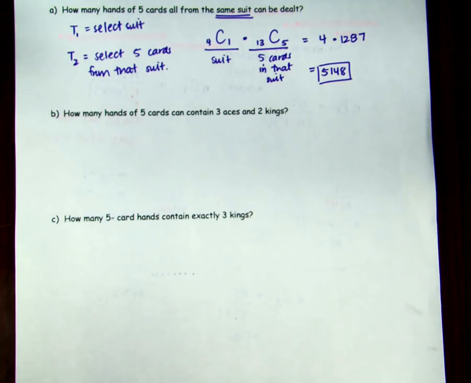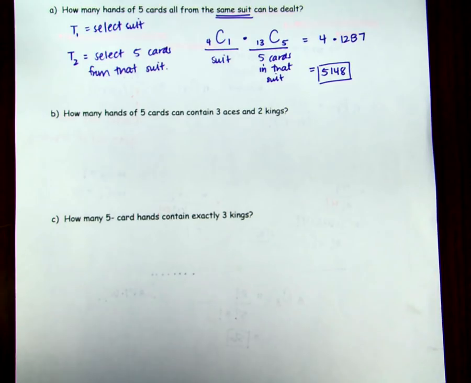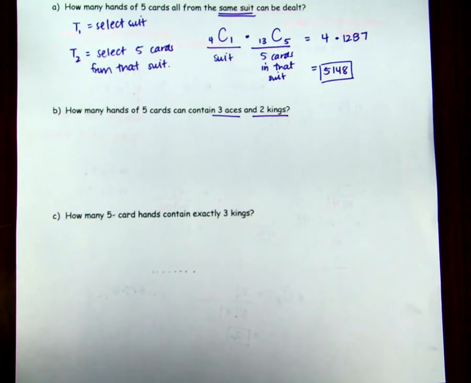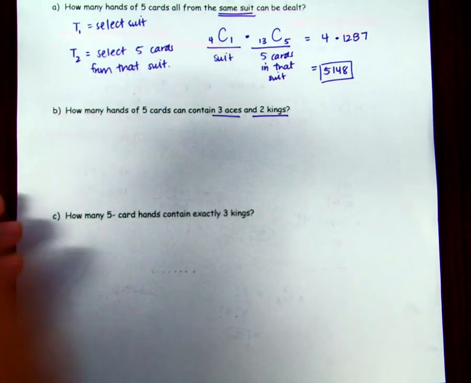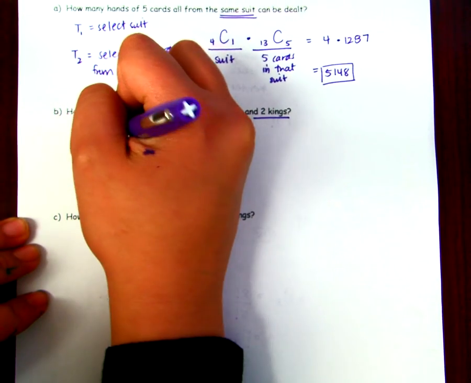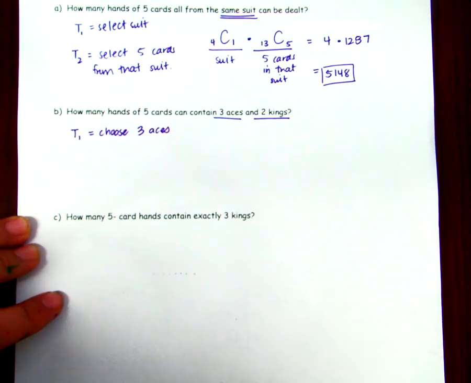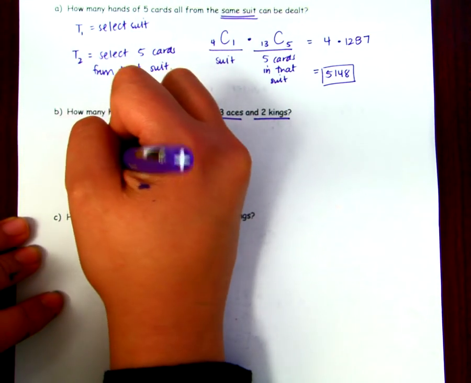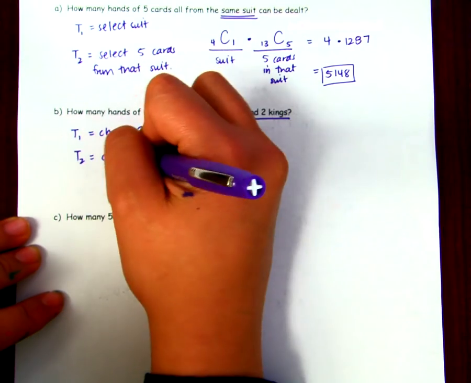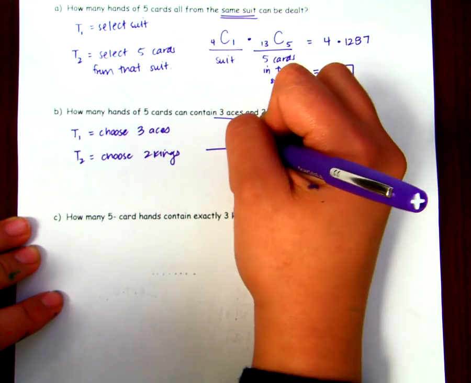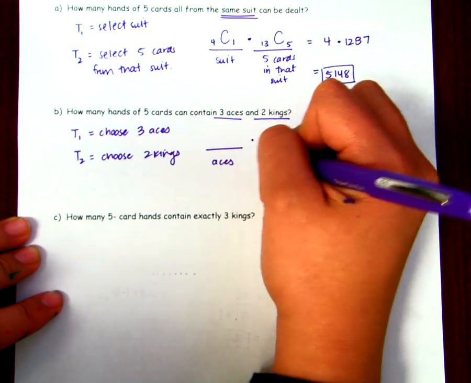Okay, for part B, how many hands of 5 cards can contain 3 aces and 2 kings? Well, in this case, you can clearly see the 2 things you have to do. Task number 1 is going to be to choose 3 aces, and task number 2 is going to be to choose 2 kings. So I'm going to need my aces and I'm going to need my kings.